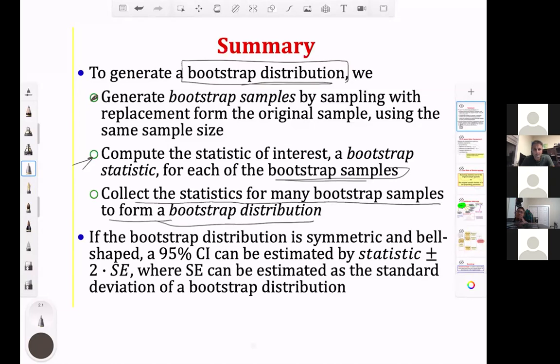If the bootstrap distribution is symmetric and bell-shaped, which is most of the time in this course, a 95% confidence interval can be estimated by the statistic plus minus 2 standard deviations. Same as before, the standard error can be estimated as the standard deviation of the bootstrap distribution.